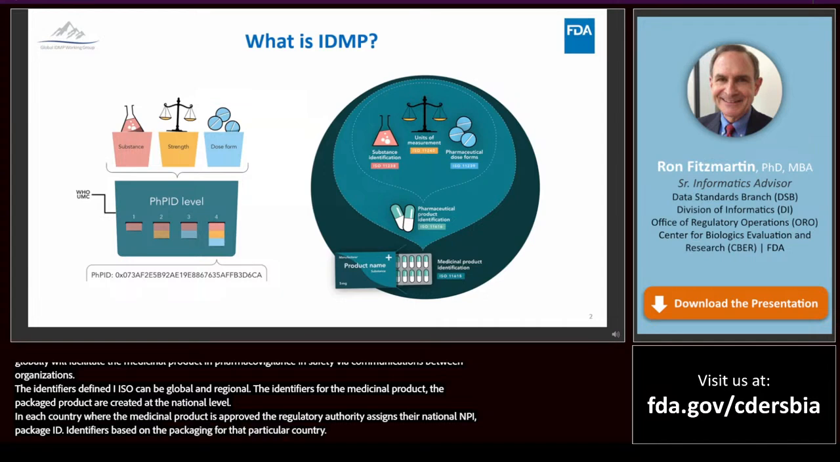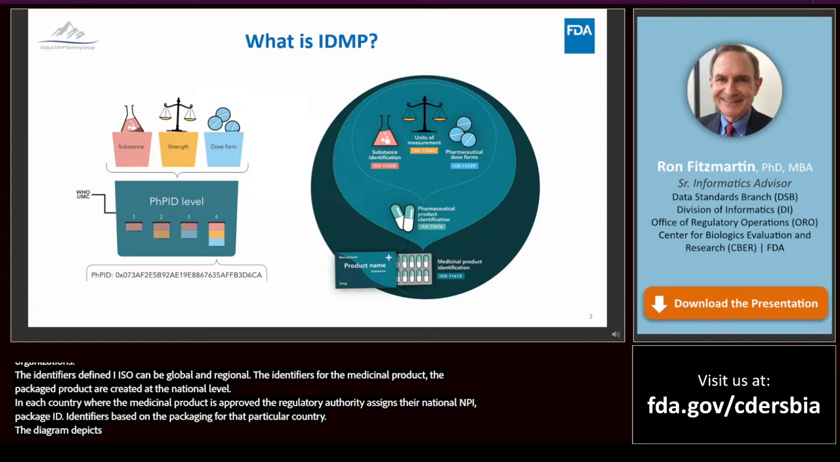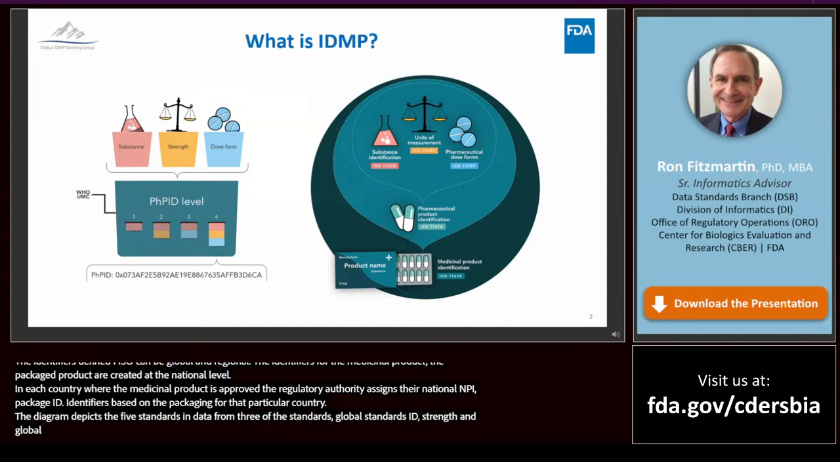The diagram depicts the 5 standards and how data from 3 of the standards, global substance ID, strength, and global dose form, will be used to generate the global PHPID, which will uniquely identify products.